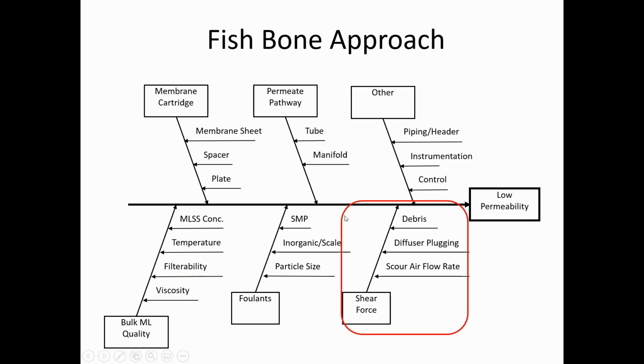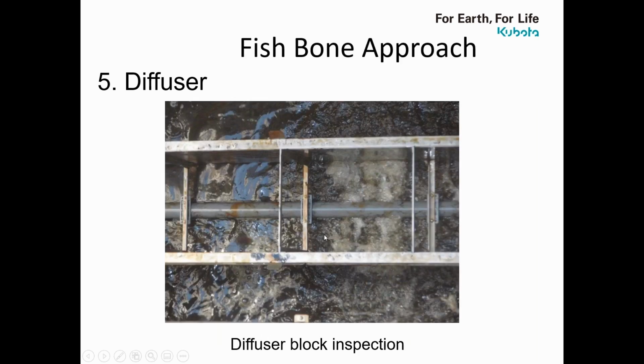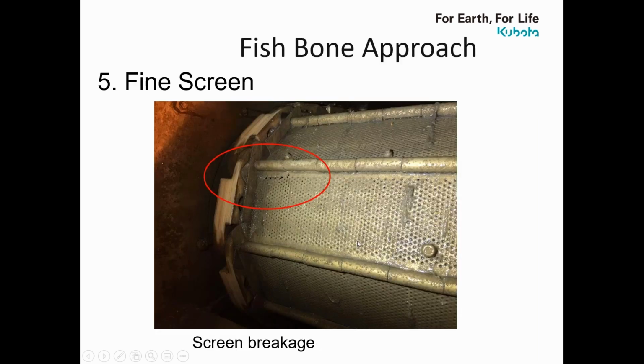We also checked these. I thought I had airlock, but I have airlock in some other places maybe. We also want to check the diffuser again. I think I talked about this in the basics, but please check the air pattern. If you have a cover, maybe once a year you might want to take that cover off and check the air pattern. Sometimes they check the diffuser, but you can check that air pattern.